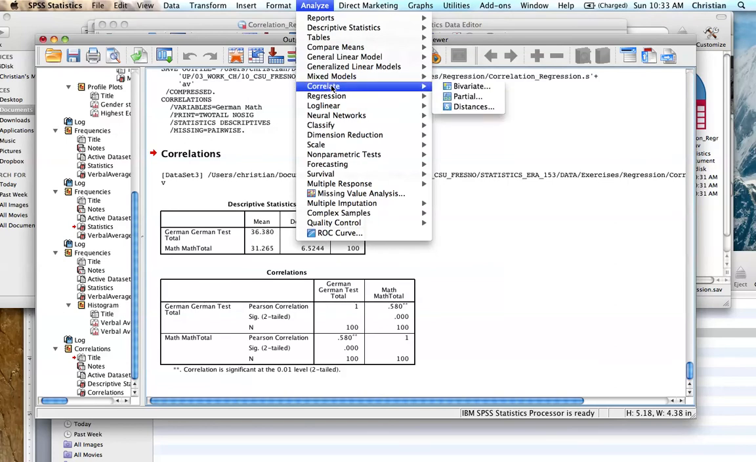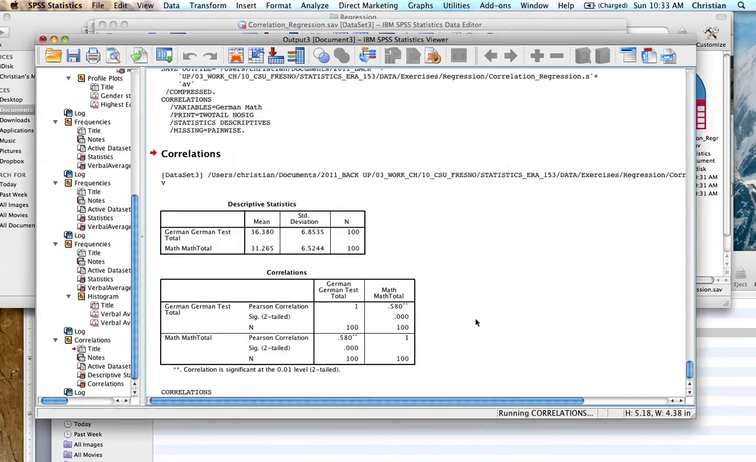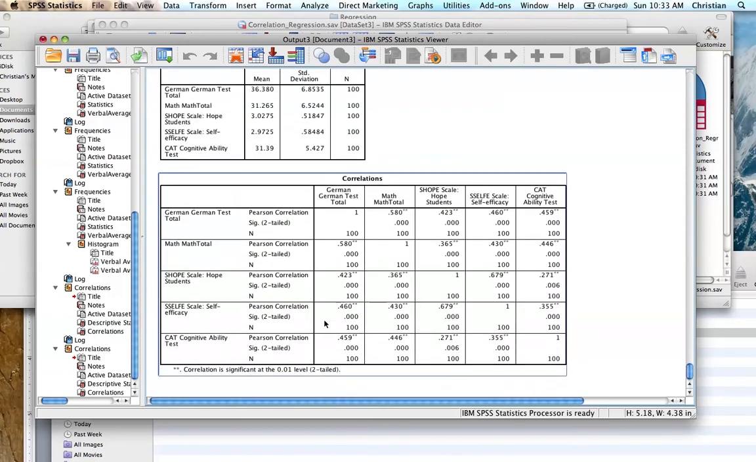Then what we can also do is, if we enter multiple variables, for example, I'm going to add the rest in here. And these are at different scale levels, but they don't have to be at the same scale level because the correlation is a standardized coefficient, right? We can compare, for example, the German test, which is from 1 to 50, with hope, which is from 1 to 4, or self-efficacy, which is from 1 to 4, or the cognitive ability test, which is from 1 to around 40, I believe. But we can compare these with each other's correlation coefficients.